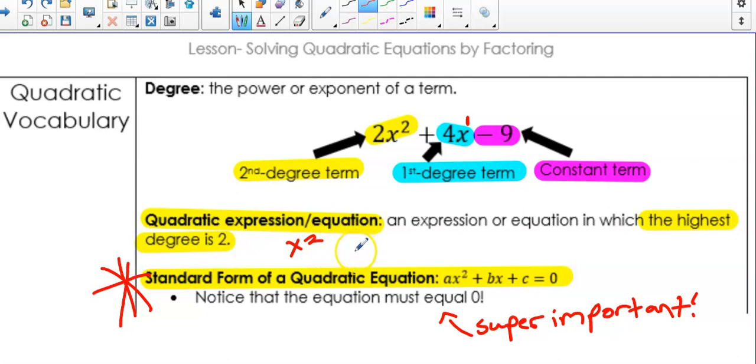Okay, so a quadratic equation or expression is one in which the highest degree is 2. So depending on what our variable is, you would see x squared or n squared or t squared or something like that. But the greatest exponent is 2. And then your standard form of a quadratic equation is ax squared plus bx plus c equals 0. Now notice how the equation equals 0. That is incredibly important for when we start solving.